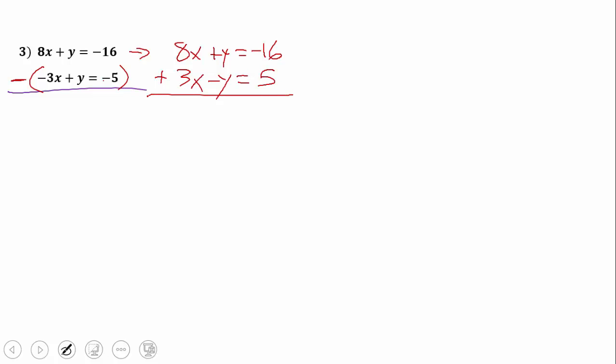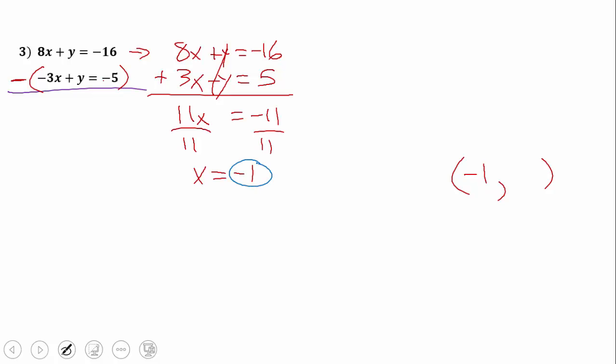Bam. Now I'm adding 8x plus 3x, 11x. Y plus negative y is eliminated. And negative 16 plus 5 is negative 11. Dividing by 11, x is equal to negative 1. I come over here and I write my ordered pair. X is negative 1, and so I put that in there. I've got to substitute it into one of the original equations. Doesn't matter which one we use, not one we rewrote, but one of the very original ones they gave us.